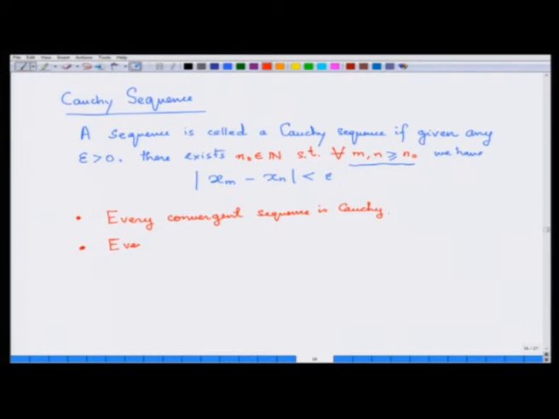Two, every Cauchy sequence is bounded. Three, very, very important result, extremely important: every Cauchy sequence is convergent. So, a real sequence is convergent if and only if it is Cauchy. Every Cauchy sequence is convergent. This is a very, very important result of mathematical analysis.